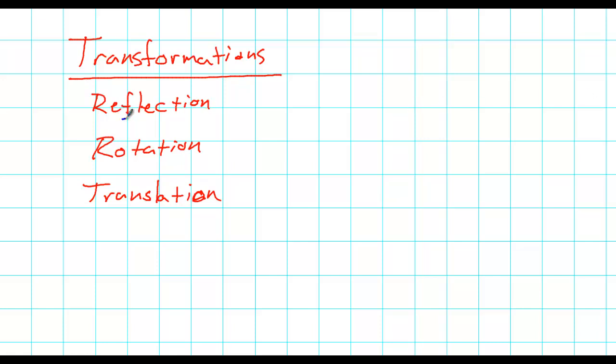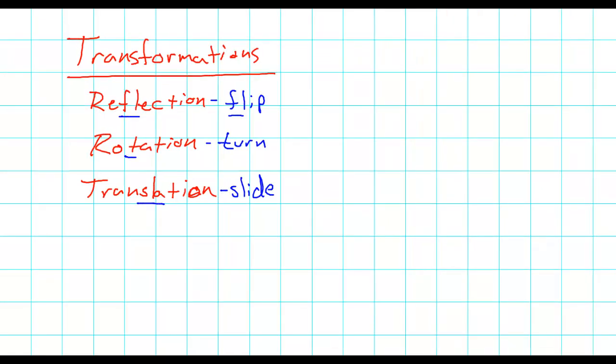But hopefully you remember a reflection is a flip, FL for flip. A rotation is a turn, T for turn. And a translation is a slide, SL for slide. The types of transformations that we're going to be doing are going to primarily be in the coordinate plane.